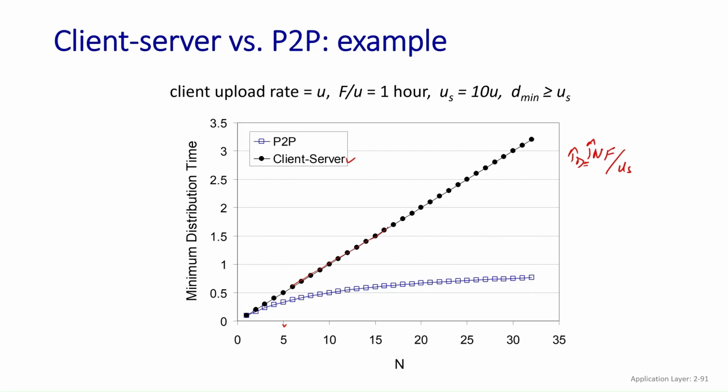But look at this arrangement now. This graph represents the file distribution time in a peer-to-peer arrangement. If the number of peers is increasing, the file distribution time is not increasing linearly. Why? Because the distribution time for sending n copies of the file is u sub s plus the sum of the sending rates of all the clients.